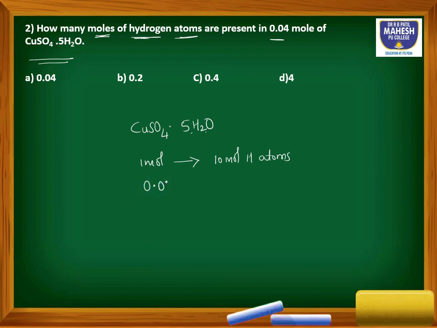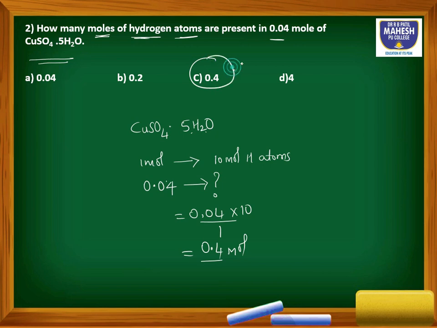Then I am going to take 0.04 moles. Then how many hydrogen atoms am I going to get? Just cross multiplication. Divided by 1, that comes out to be 0.4 moles. So the option is C.